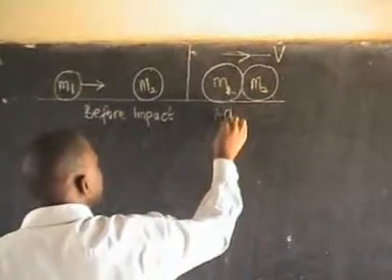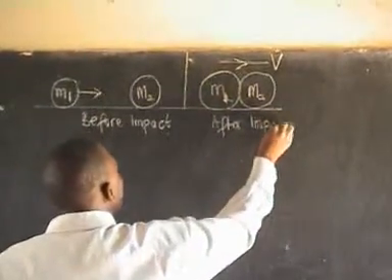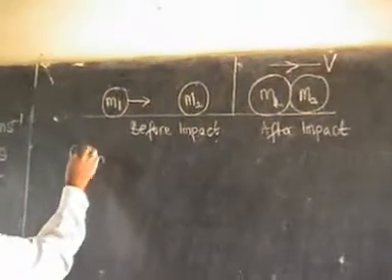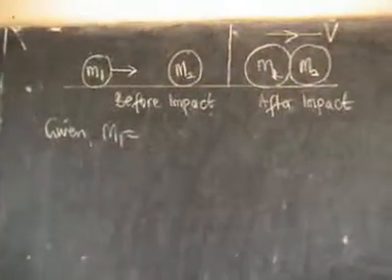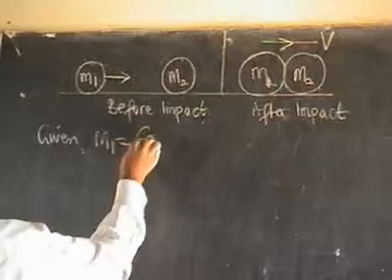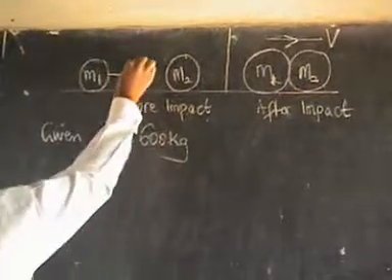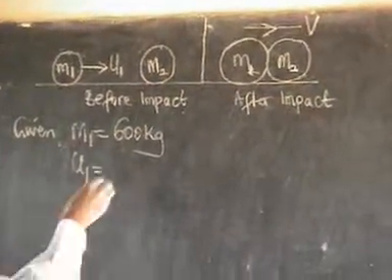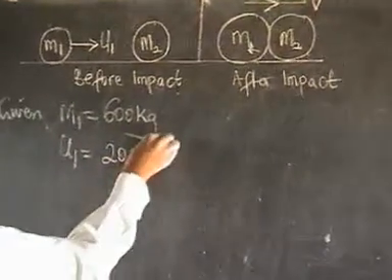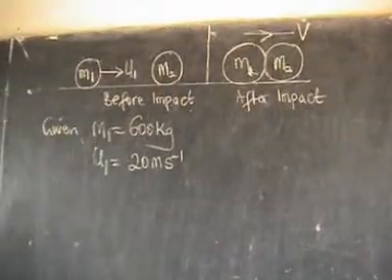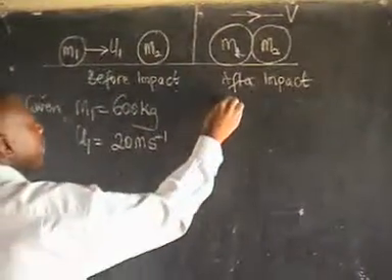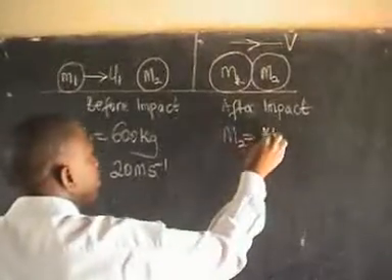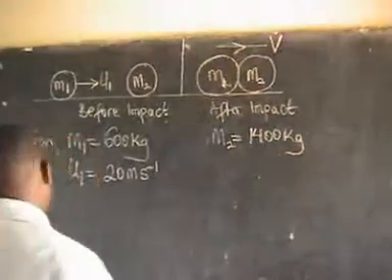This is after impact. So we are given that M1 is equal to 1600 kilograms and U1 is equal to 20 meters per second. So M2 is equal to 1400 kilograms.